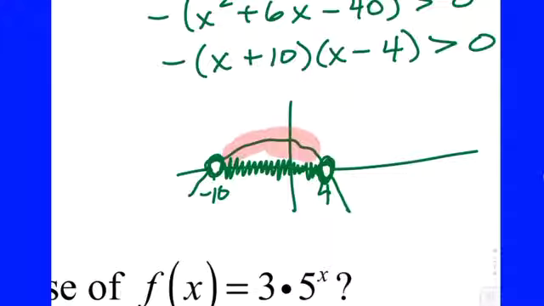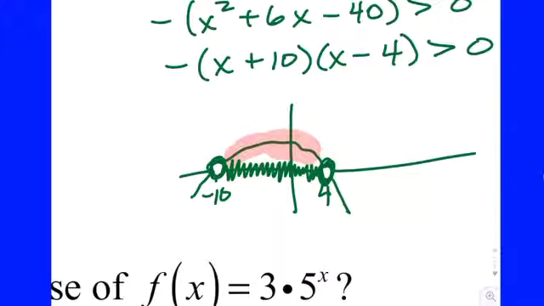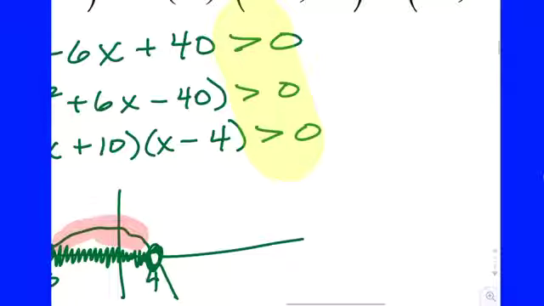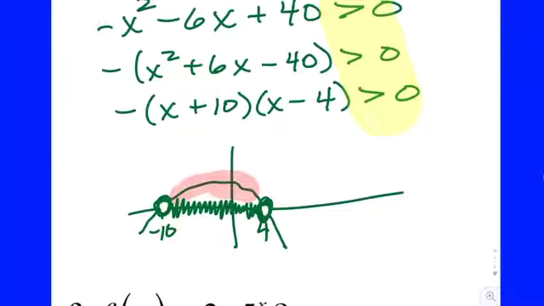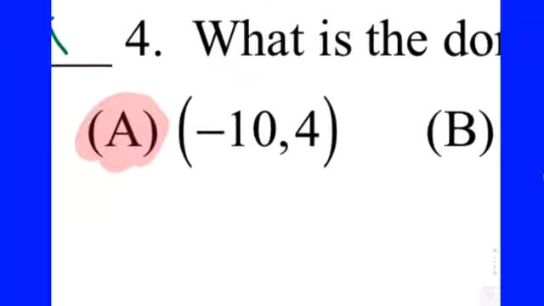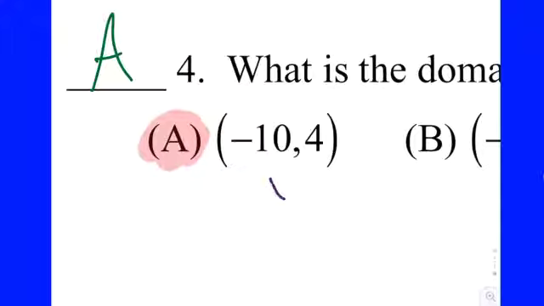So here's a quick sketch. -10, +4, the parabola opens downward. And again, the inequality says we're looking to see where it's greater than 0. That's where it's strictly above the x-axis. Well, that's going to be between the x-intercepts, exclusively between the x-intercepts. So that's from -10 to 4. It could also be written like this.